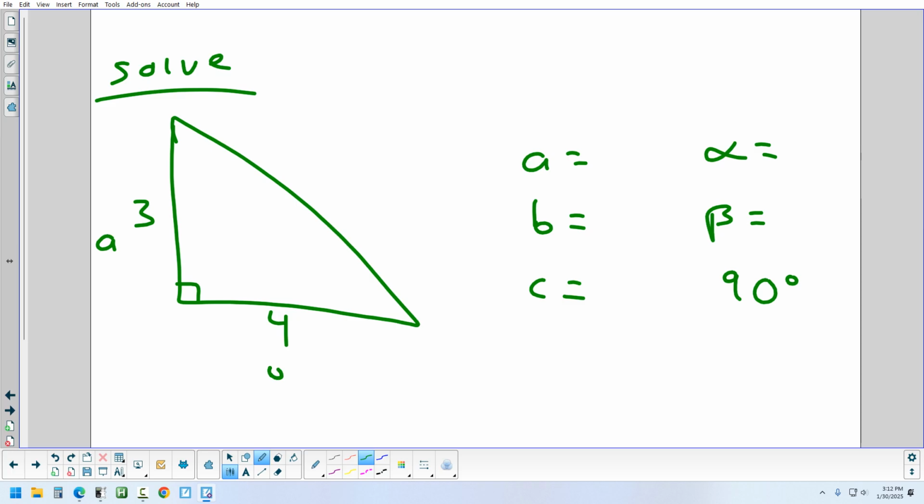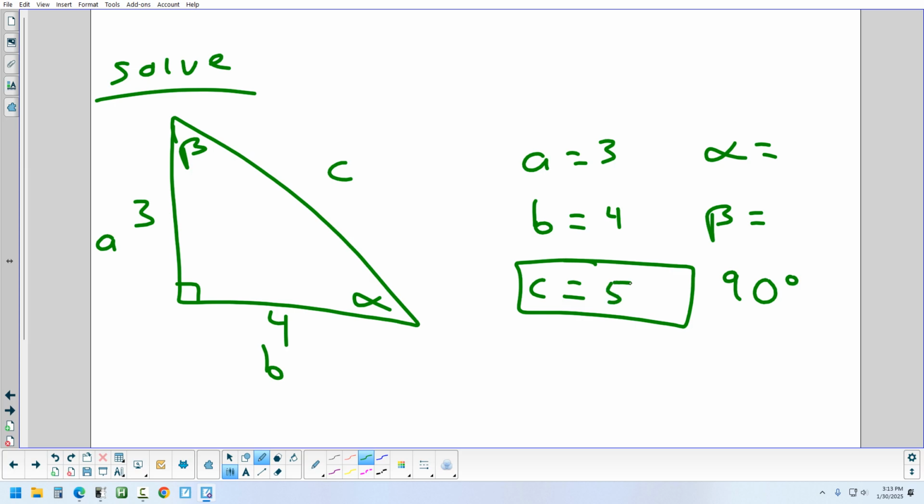Let's call that A, B, C, alpha, beta. So we know A and B. What is my third side going to come out to? Yeah, 5. It's a 3, 4, 5 right triangle. So if you use Pythagorean theorem, you'll get a nice answer. Okay, now, do we want to do alpha or beta first? Which one? Alpha? Okay, let's do alpha.